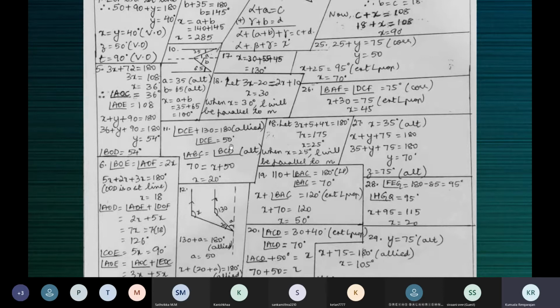So this is 50 degrees. Then these are alternate angles. You should mention the parallel lines and the transversal. And these are alternate angles. This one is 70 and this one is x plus 50.